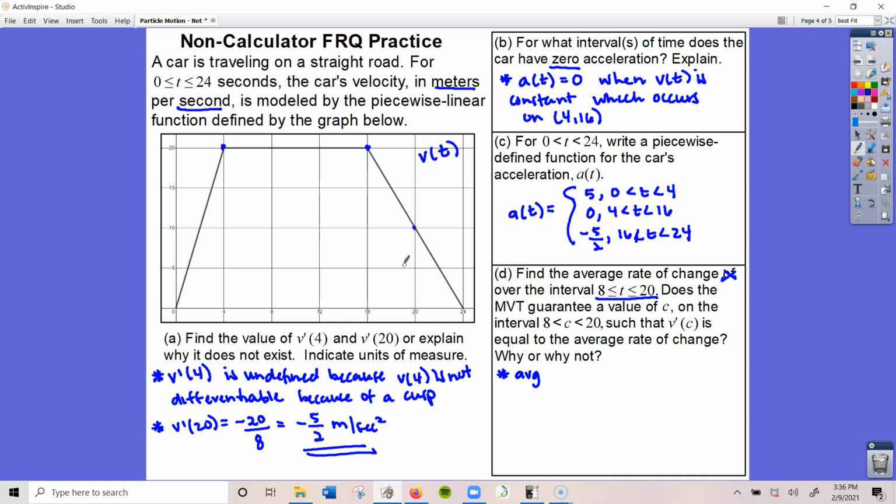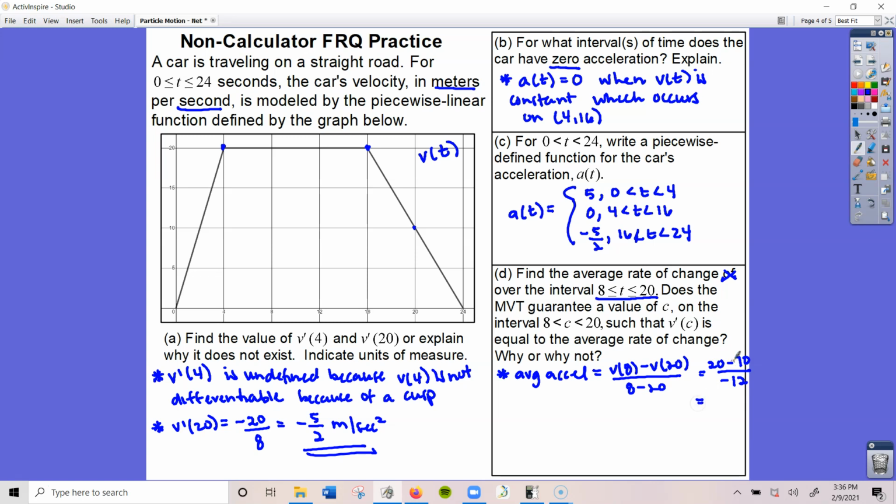Because we're finding the average rate of change of velocity using the velocity graph, that means that we're finding average acceleration. And that's going to be v of 8 minus v of 20 over 8 minus 20. v of 8 is 20, and v of 20 is 10, over 8 minus 20, which is negative 12.